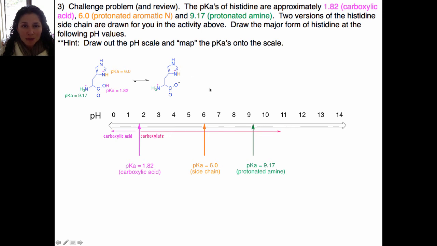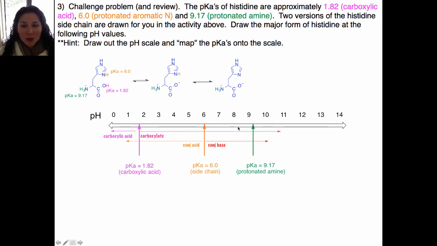At any pHs below 6, I would have the conjugate acid as it's drawn here. But at pHs above 6, I would have the conjugate base form of this functional group, where I lost a proton. This is what it would look like. So any pHs between 6 and 9.17, this will be my predominant form of the amino acid histidine. In this zone here, between 1.82 and 6, the previous form would be my dominant form. And at pH 6, I would have 50% of each of these two structures.